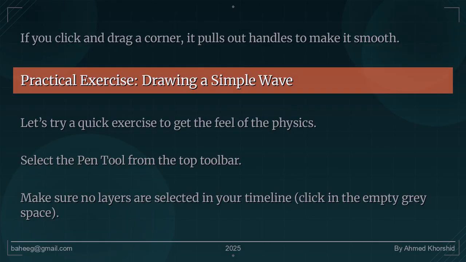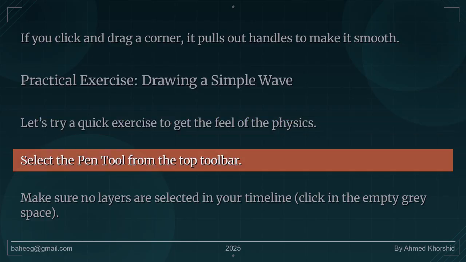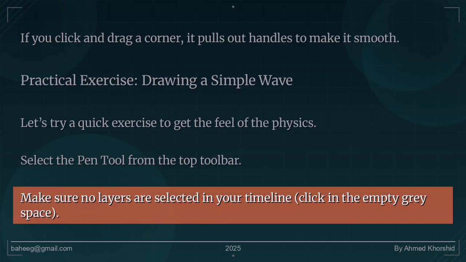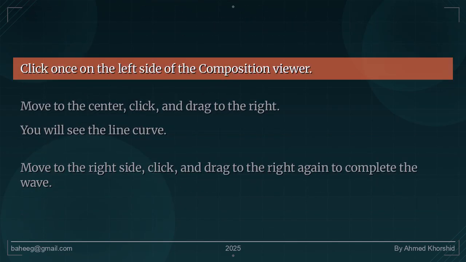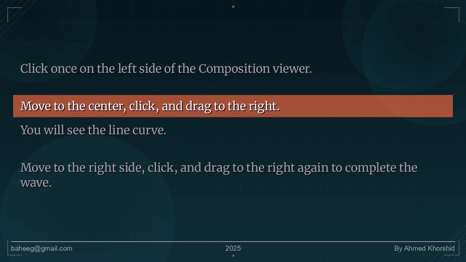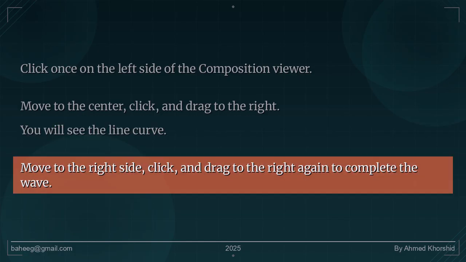Practical exercise: drawing a simple wave. Let's try a quick exercise to get the feel of the physics. Select the pen tool from the top toolbar. Make sure no layers are selected in your timeline. Click in the empty gray space. Click once on the left side of the composition viewer. Move to the center, click, and drag to the right. You will see the line curve. Move to the right side, click, and drag to the right again to complete the wave.